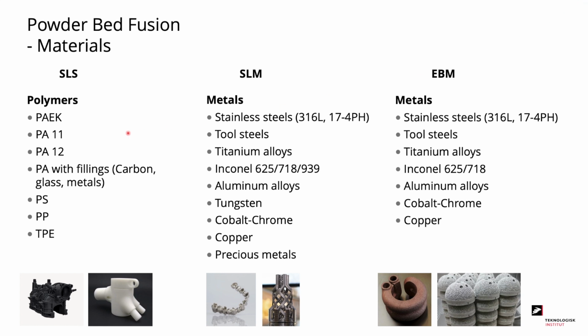For SLS, we are working with polymers, and we can use everything from PA12 to PA with fillings such as carbon, glass, or metals. For SLM, we work with metals. Here we can use everything from stainless steel to Inconel, aluminum alloys, and even precious metals. The EBM process is very similar, and we can also use stainless steels, titanium alloys, and even alloys such as cobalt chrome.